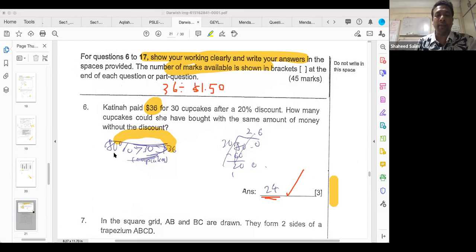Whereas just now we show that way: 80%, $36. Okay, then after that, 100%, $45. And then one cupcake is $1.50. 36 divided by 1.50, 24. Then you get full marks. Are we okay? We are okay.